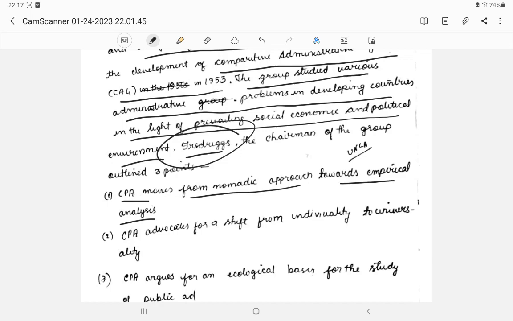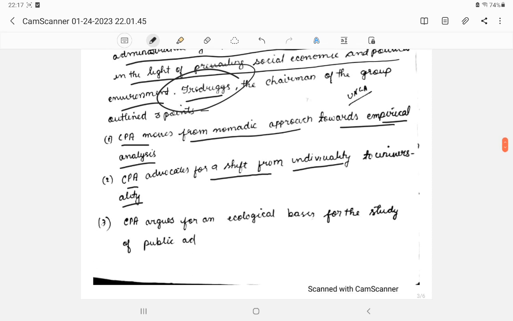Comparative public administration moves from the nomadic approach, the old traditional thinking, towards empirical analysis using data, facts, figures, etc. Comparative public administration advocates for a shift from individuality to universality. Individuality means the United States alone, a separate country. For example, the United Kingdom also has one, and Germany also has one after World War II.